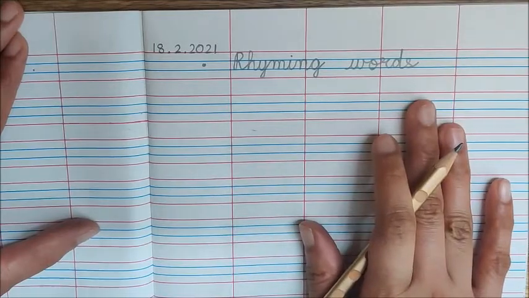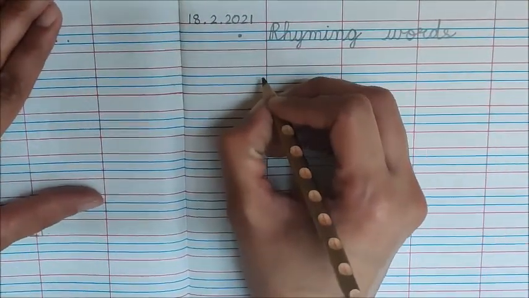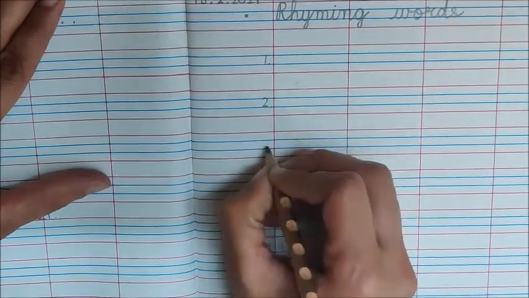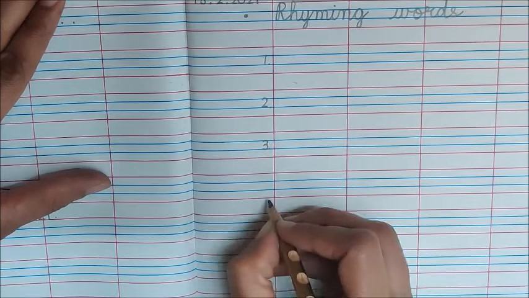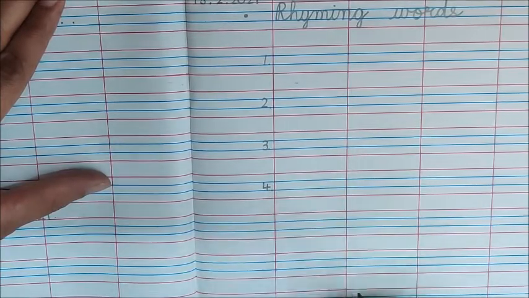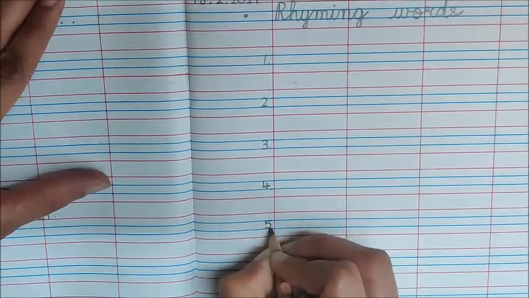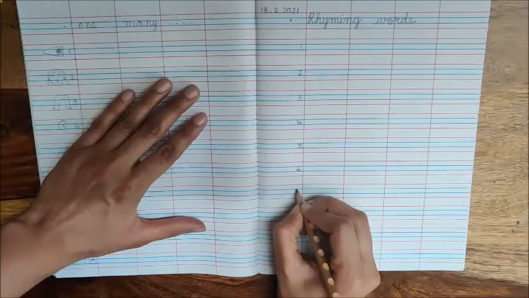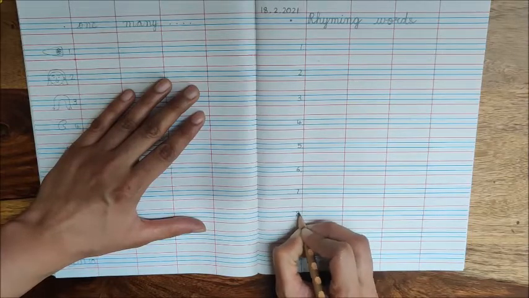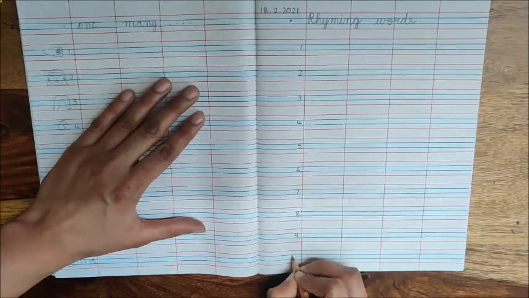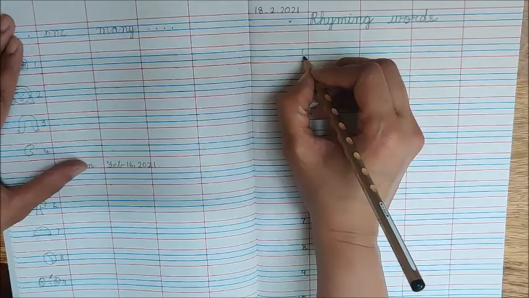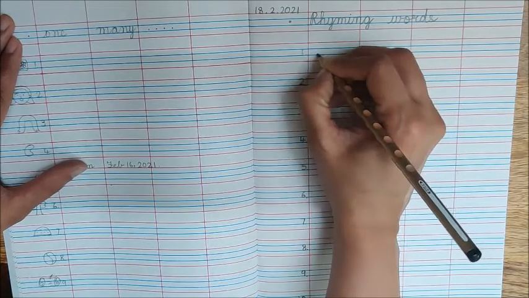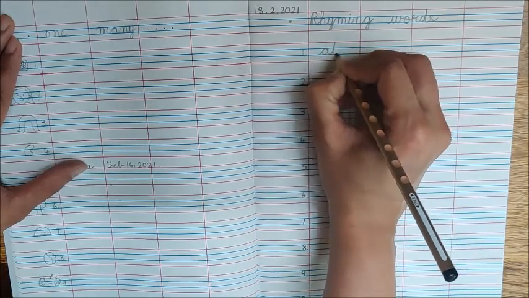After writing the heading, we have to write numbers. Near the margin, write down 1 dot, 2 dot, 3 dot, 4 dot, 5 dot, 6 dot, 7 dot, 8 dot, 9 dot, 10 dot. Now children, go to 1 dot. Now in this box, write down at.